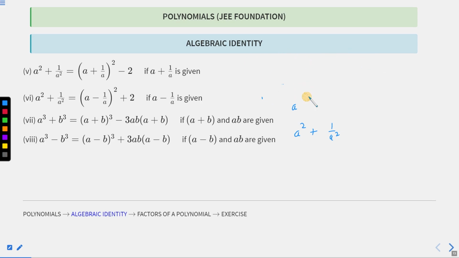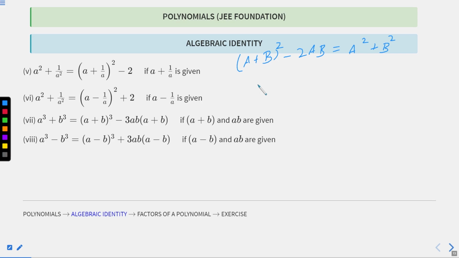Let me use different variables. A plus b whole square minus 2ab, we all know what it equals to. It equals a square plus b square. I am taking small a as capital A and small b as capital B.